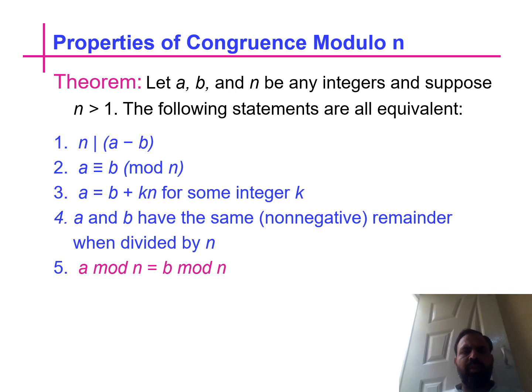Here is the theorem. Let a, b, and n be integers, and suppose n is greater than 1. The following statements are all equivalent: n divides a minus b; a is congruent to b mod n; a is equal to b plus kn for some integer k; a and b have the same non-negative remainder when divided by n; a mod n is equal to b mod n.